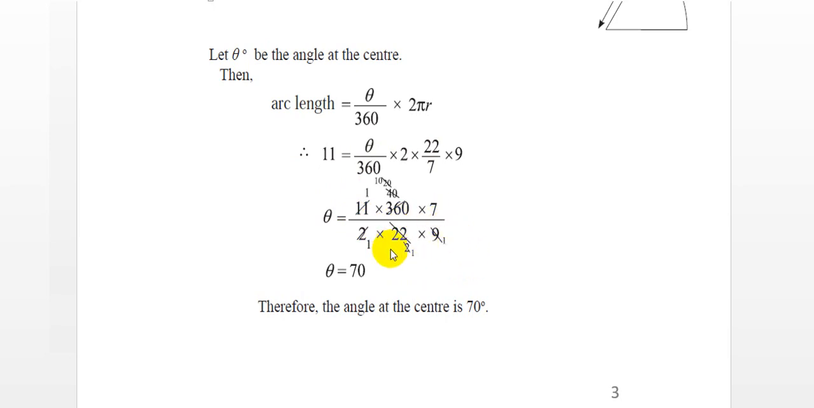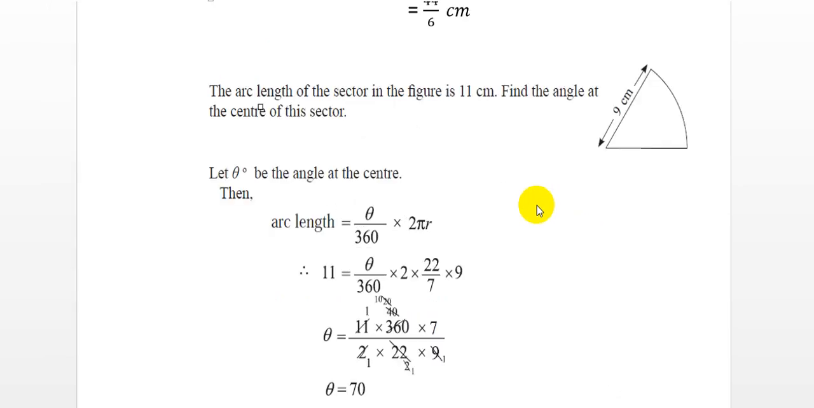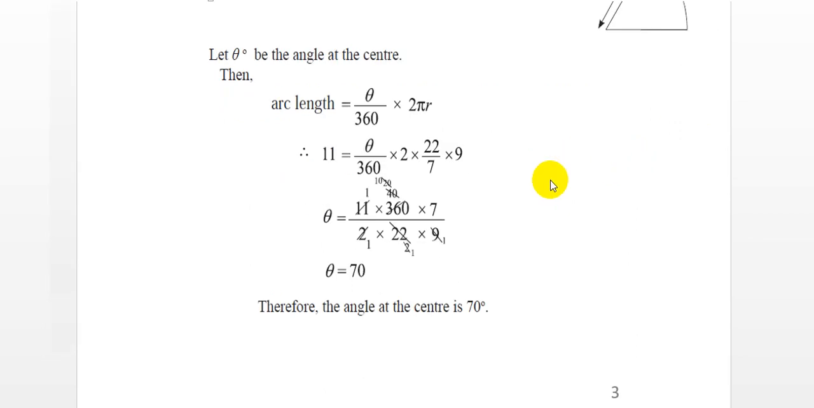So by simplifying these numbers, you end up with the theta value as 70 degrees. Therefore, the angle at the center of this particular sector of the circle is 70 degrees.